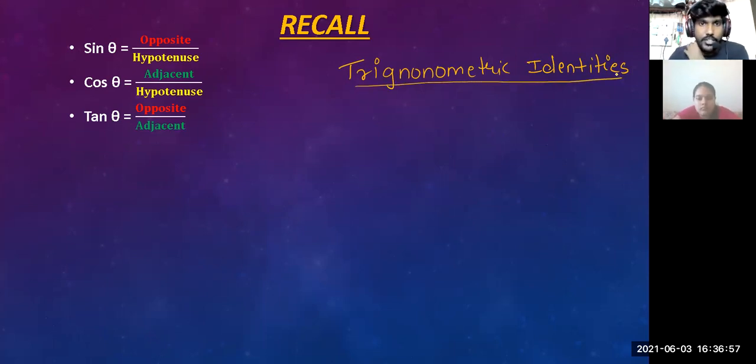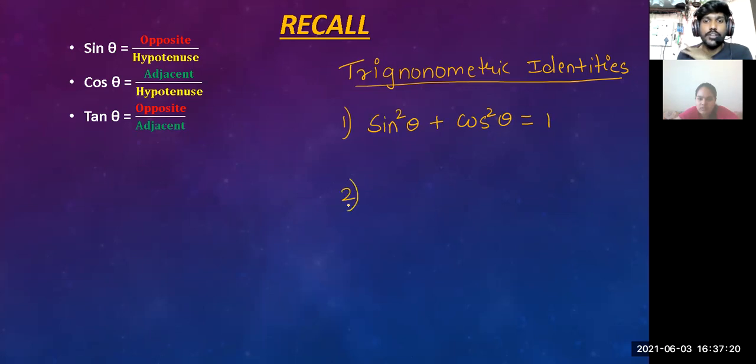You must have studied trigonometric identities. Do you remember? No? Okay. So the first trigonometric identity is sine square theta plus cos square theta is equal to 1. Correct. Then we have one more trigonometric identity.